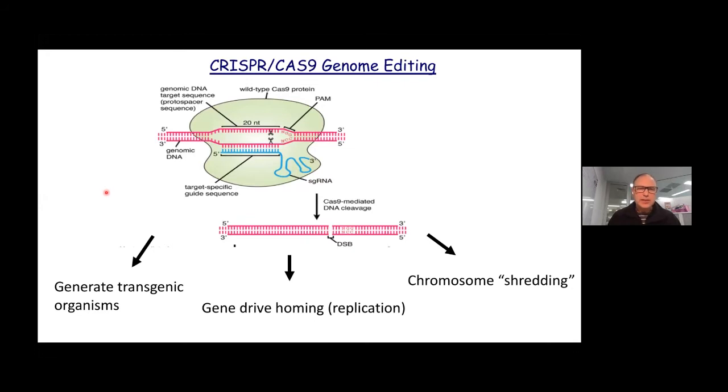And suffice it to say that this technology has enabled us in many ways to progress gene drive, synthetic gene drive research by enabling us to generate the transgenic organisms themselves much more quickly. It's involved directly in this process of homing, which I'll tell you about as one of the gene drive strategies. And it's also involved in the chromosome shredding, which I'll tell you about as the second gene drive strategy.